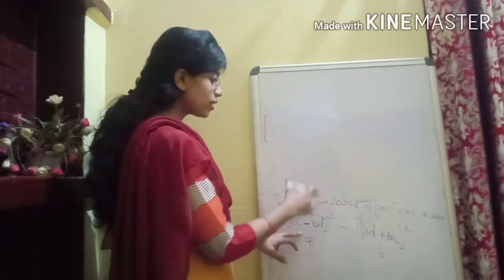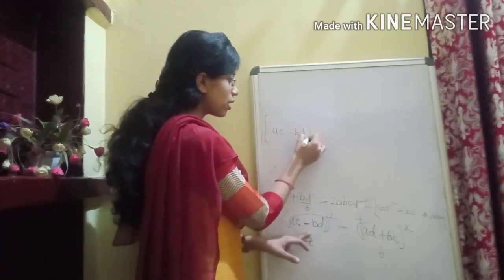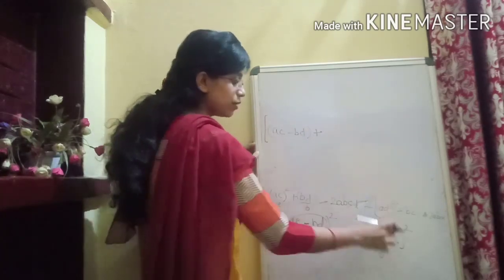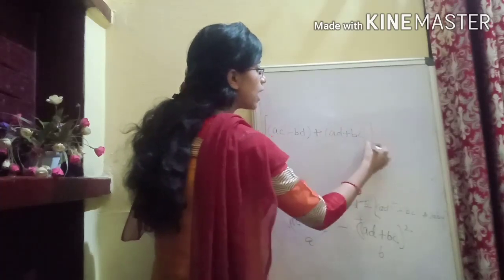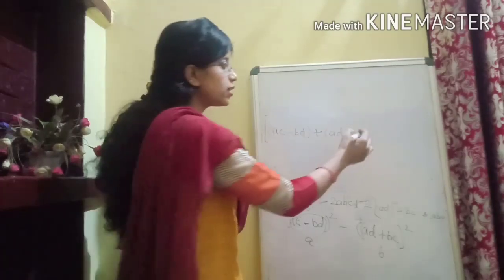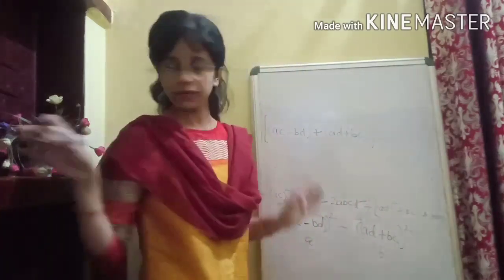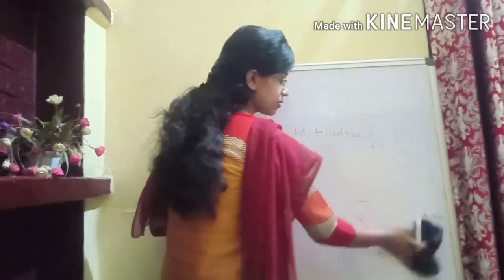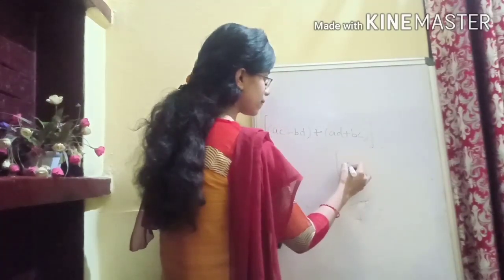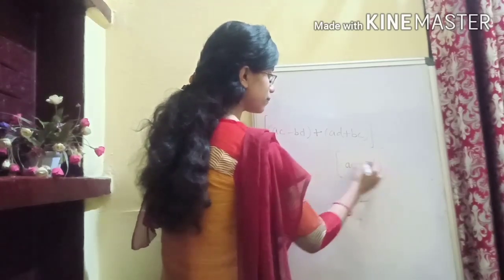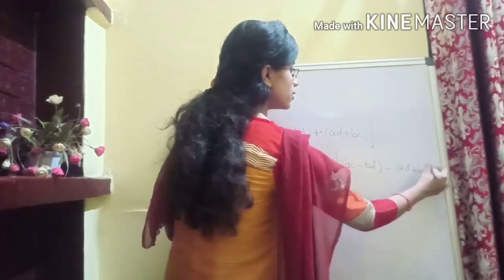One bracket A plus B. So what is our A? This whole thing, that is AC minus BD. It is our A. So A plus B, B is AD plus BC. This is your B. So we have written A plus B. In the next bracket A minus B. What is our A? Same thing. I am not writing this there, I am writing it below so that you can easily see. So A, which is AC minus BD, and minus AD plus BC.